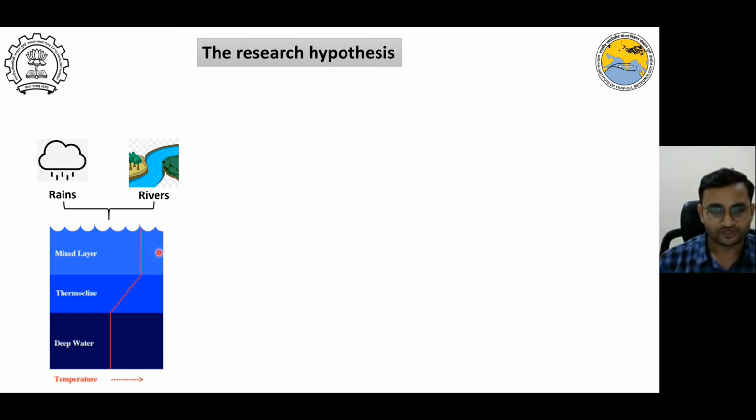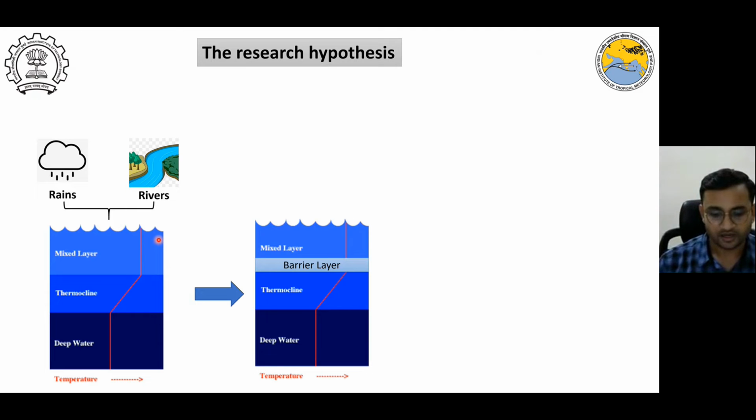If we add fresh water to this mixed layer, which may be from rains or rivers, it affects the ocean salinity. Due to the changes in salinity of the upper mixed layer, the mixed layer thickness decreases and a new layer is formed, which is called the barrier layer. This barrier layer prevents the mixing of the water in the mixed layer with the deeper and colder subsurface ocean.